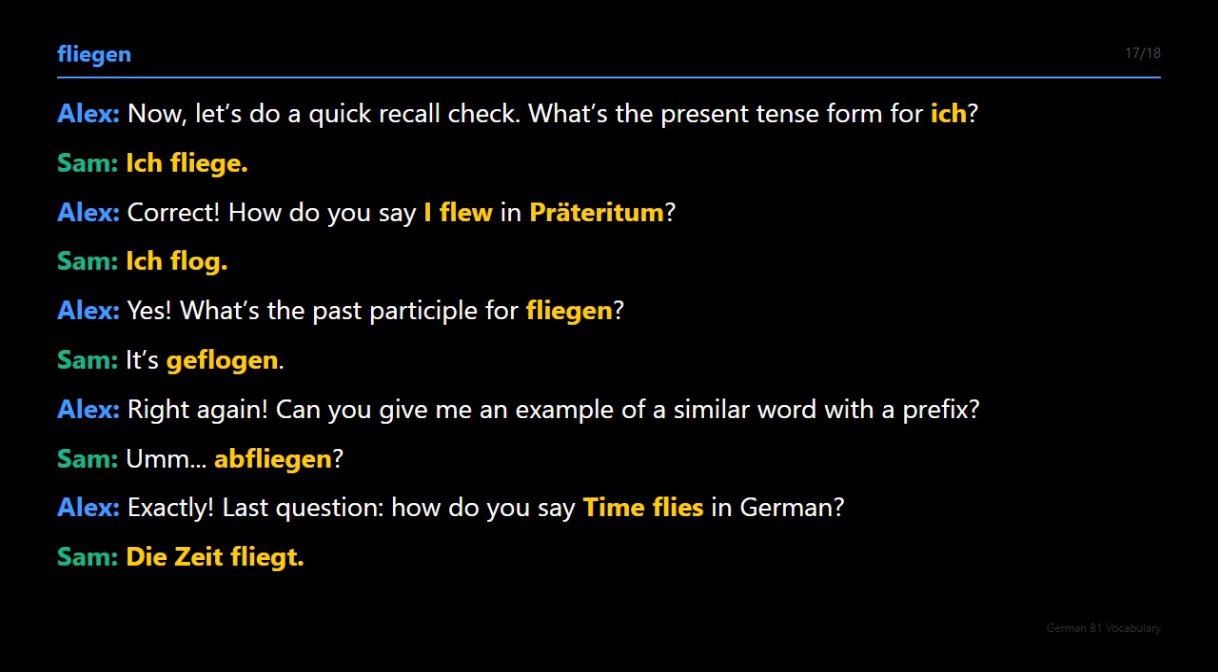Right again. Can you give me an example of a similar word with a prefix? Abfliegen. Exactly. Last question, how do you say time flies in German? Die Zeit fliegt.